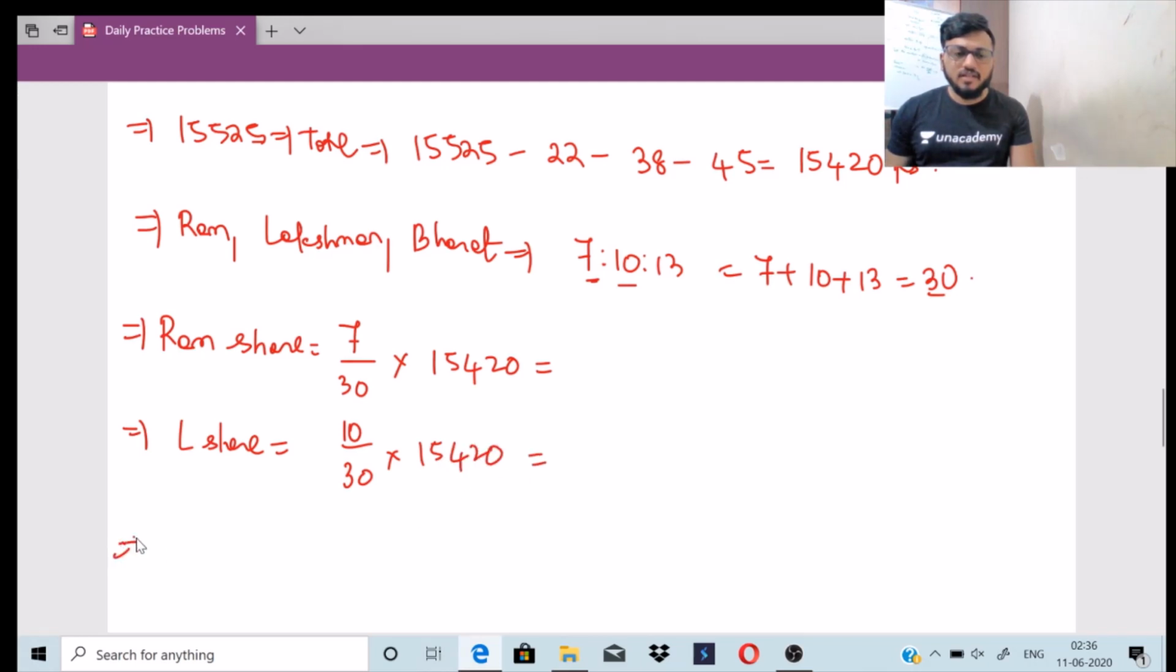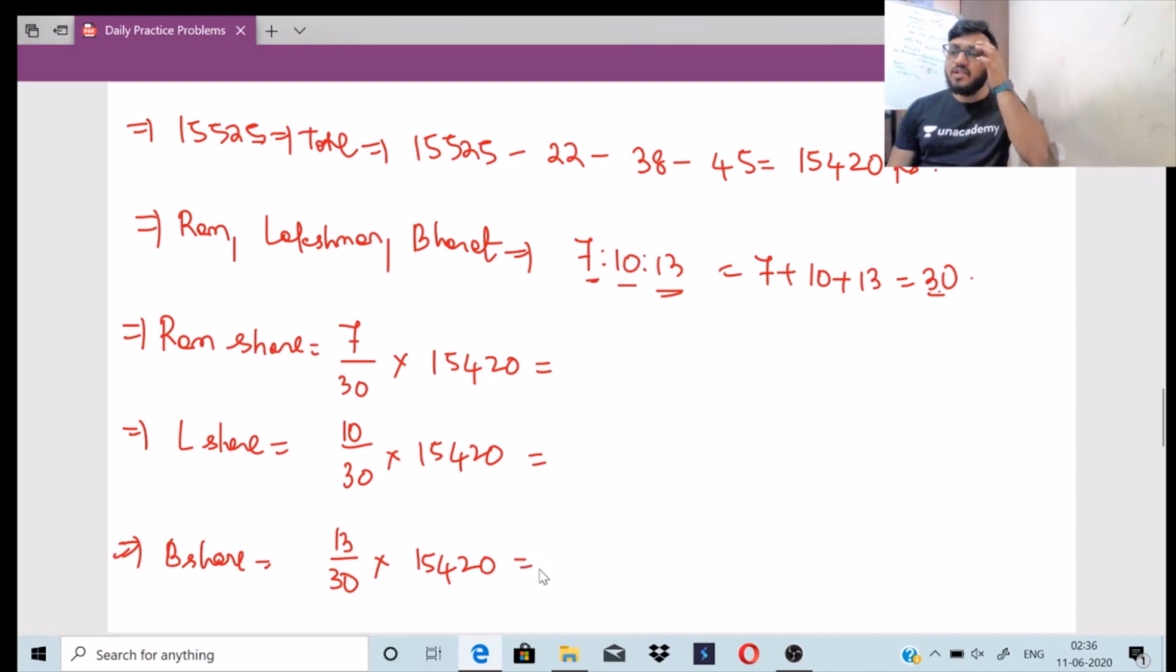Similarly, the ratio of Bharat, right? Bharat is the one who has the larger ratio here. 13 and total is 30. 13 divided by 30 into 15,420, right? This is how you calculate all the three ratios.